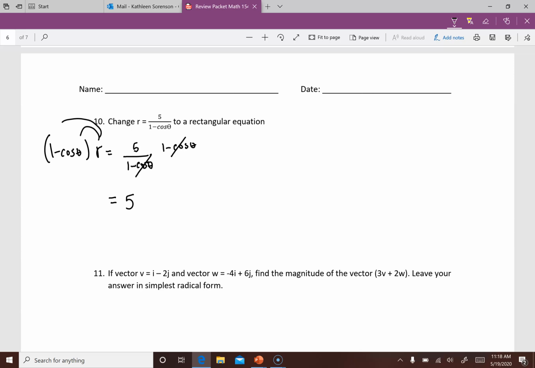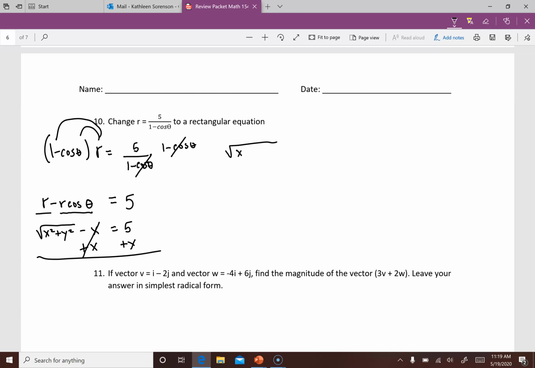I'm going to distribute through my r, so that gives me r minus r cosine theta. And hopefully you remember that r can be rewritten as the square root of x squared plus y squared. And minus r cosine theta, or just r cosine theta, can be written as x. I just rewrote the negative sign, or the subtraction. I'm going to add x to both sides. Okay, cancels over here, and I'm left with the square root of x squared plus y squared equals x plus 5, or 5 plus x is fine as well.